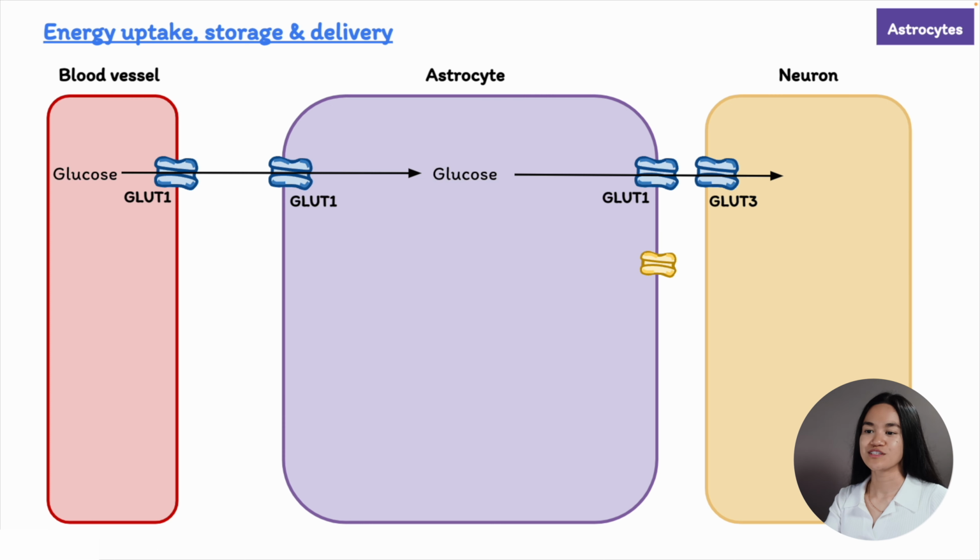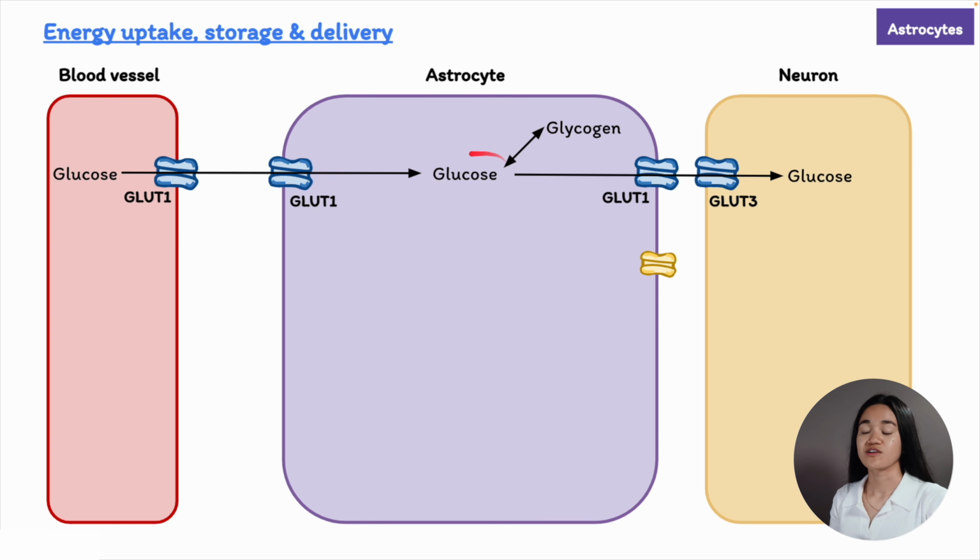If you've seen the glycolysis lecture, there's a mnemonic that you can use to remember these GLUT transporters and where they are expressed. So we have glucose here, and like we mentioned before, astrocytes store energy in the form of glycogen. So we can break down glycogen to glucose to produce energy, and we can also store excess glucose.